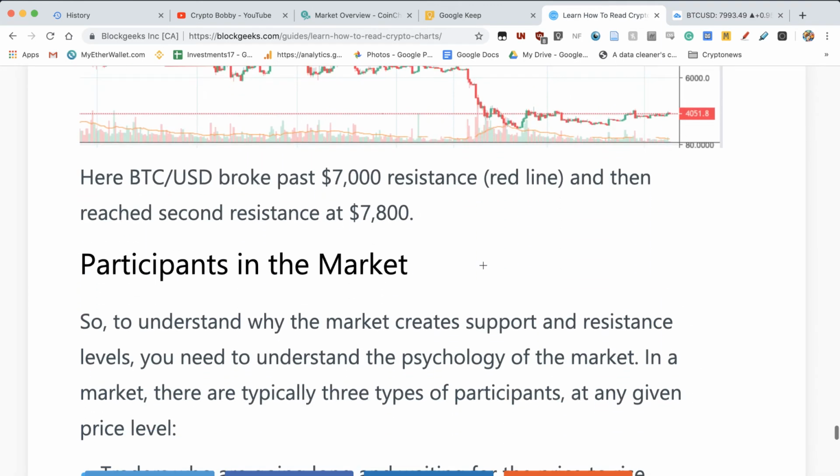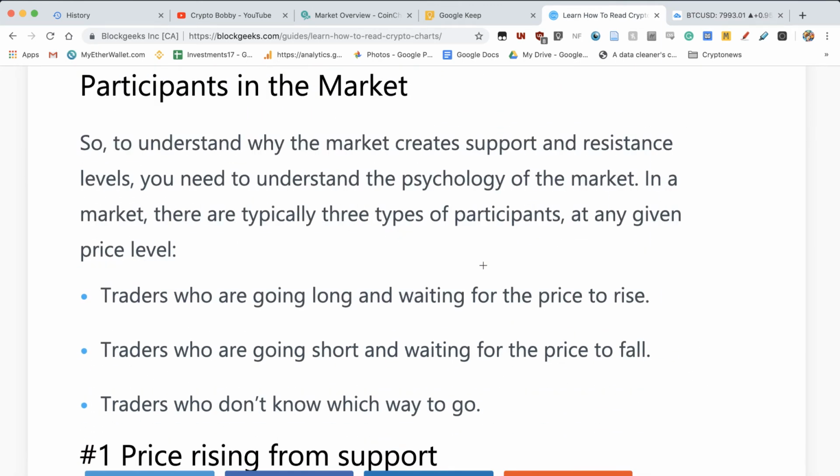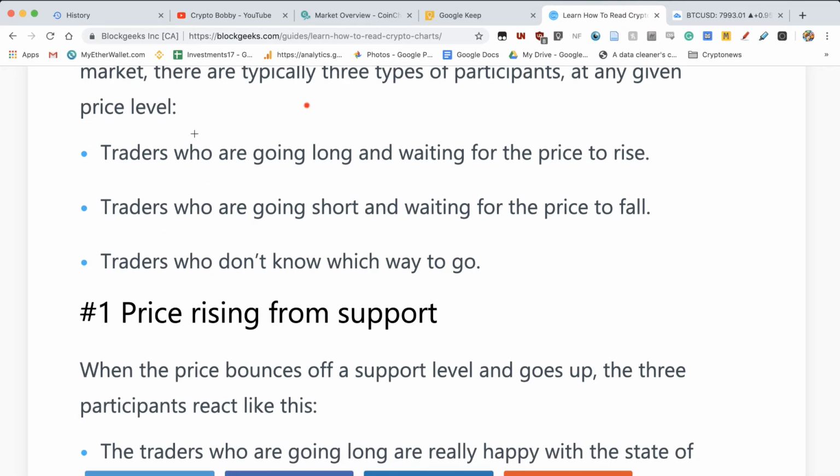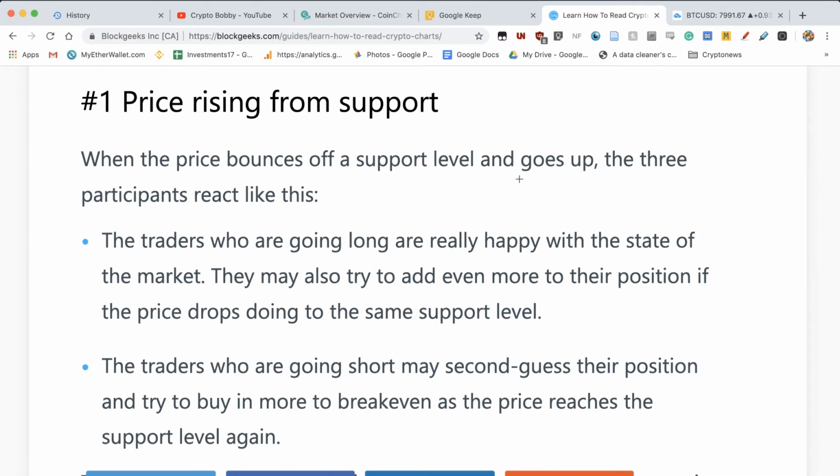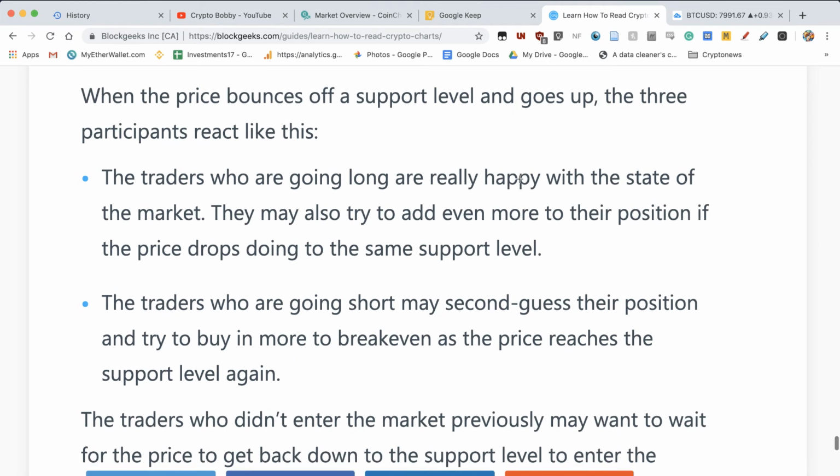All right, now something that's important to know are the participants in the market. So the different participants are the traders who are going long and waiting for the price to rise, traders who are going short and waiting for the price to fall, and traders who are not really sure what's happening and just go in. So when the price bounces off of the support level and goes up, the 3 participants react like this.